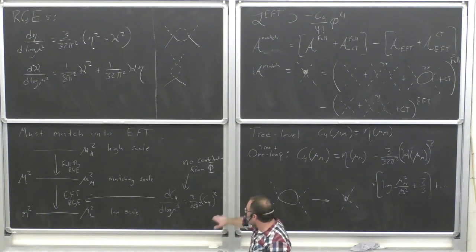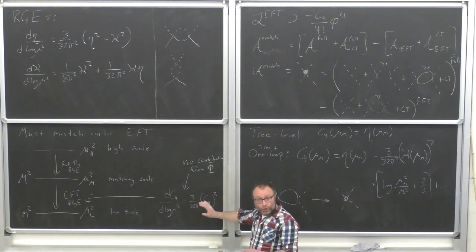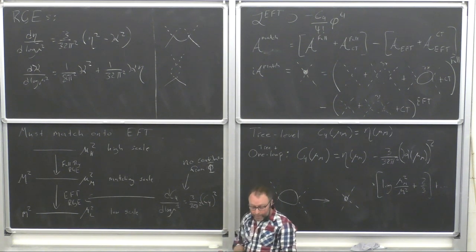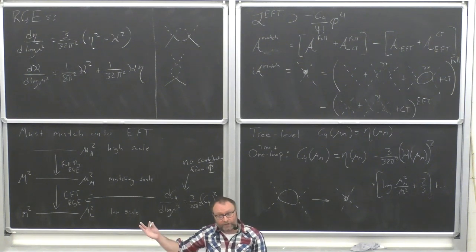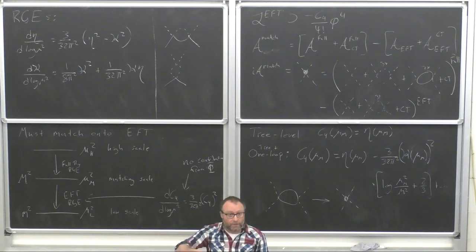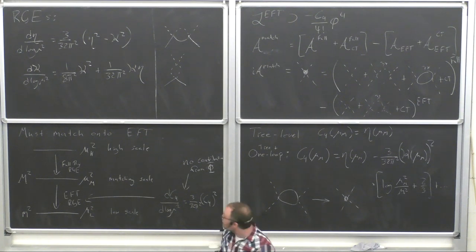Good, so our heavy particle decoupled. We no longer have any large logarithms. And just like in the last case, I want to show you that if I Taylor expand everything out, I get back to where I started from the full theory. Okay, so let me write one more formula.